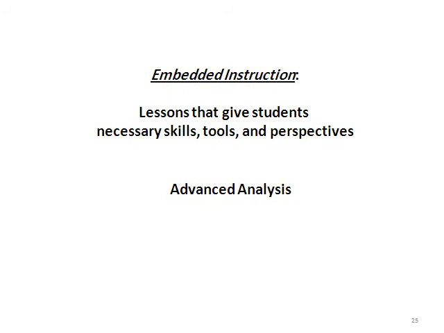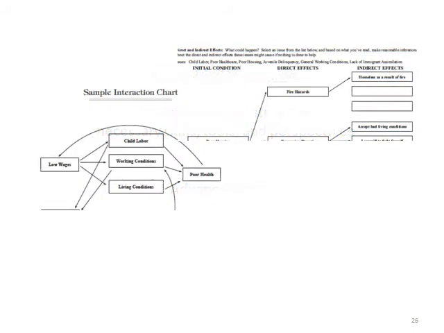In other examples of embedded instruction, students learn the complex relationships among the social problems facing the immigrant poor. They learn how to consider cause-effect relationships and complex interactions as they try to find the root causes of the immigrants' dire conditions.